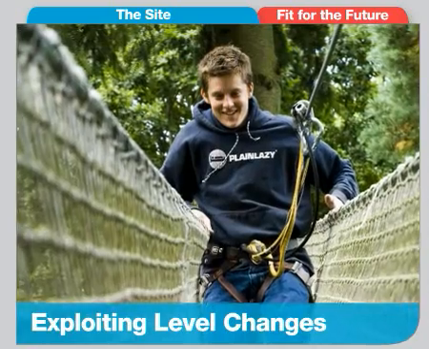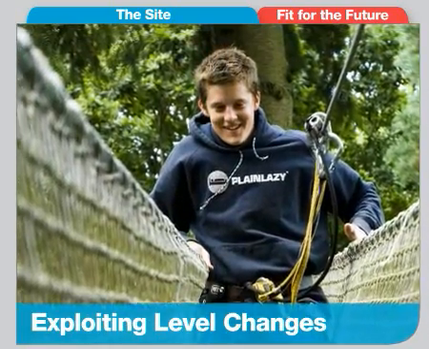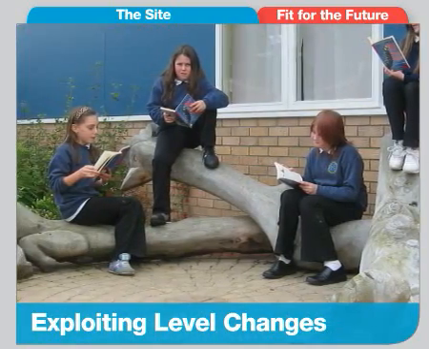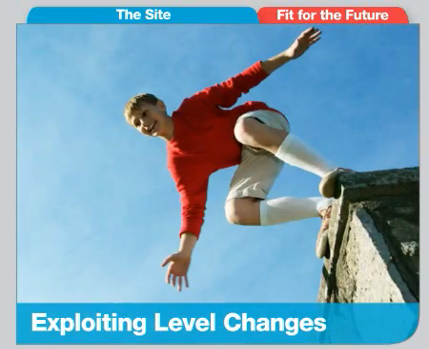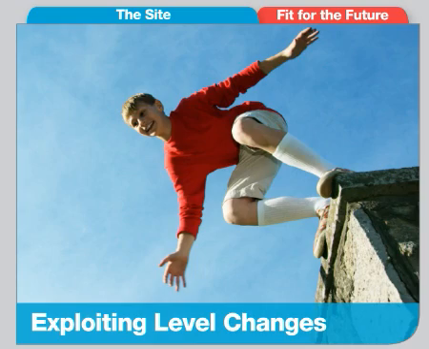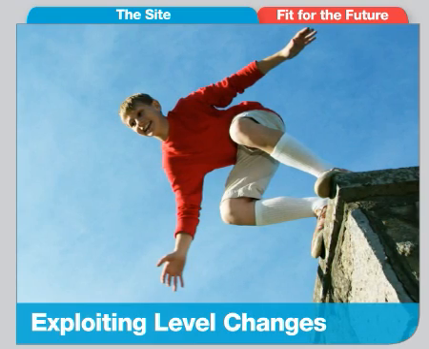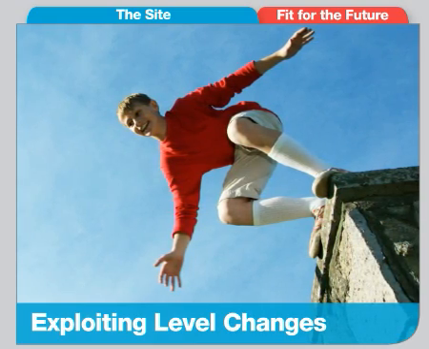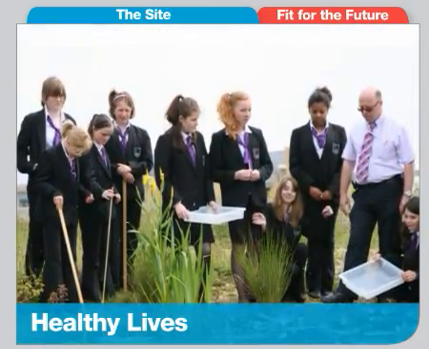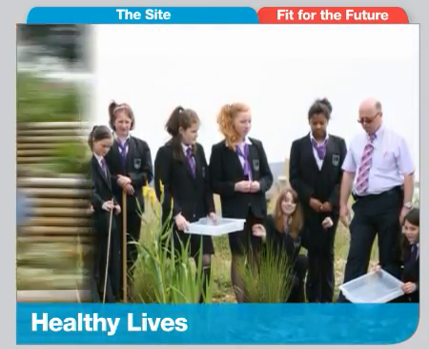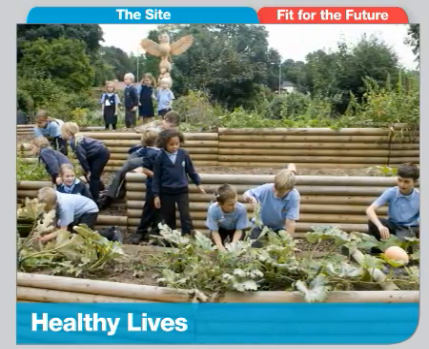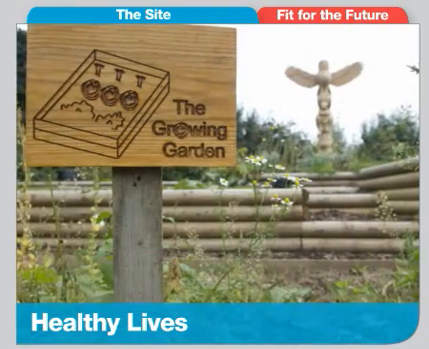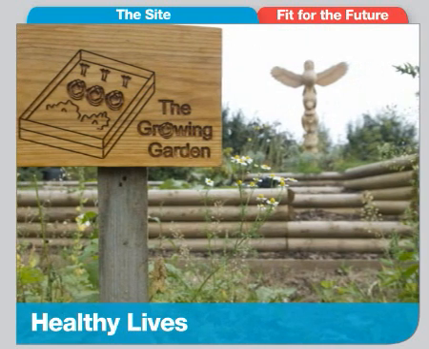Exploiting level changes. There are many ways in which level changes can transform the school environment, either by using the existing site topography or by creating new features that reuse the site materials or vertical surfaces of the building. Healthy lives. Engaging young people with the natural environment through active learning and participation in growing fruit and vegetables can be an effective tool to encourage healthy eating habits and an active lifestyle.